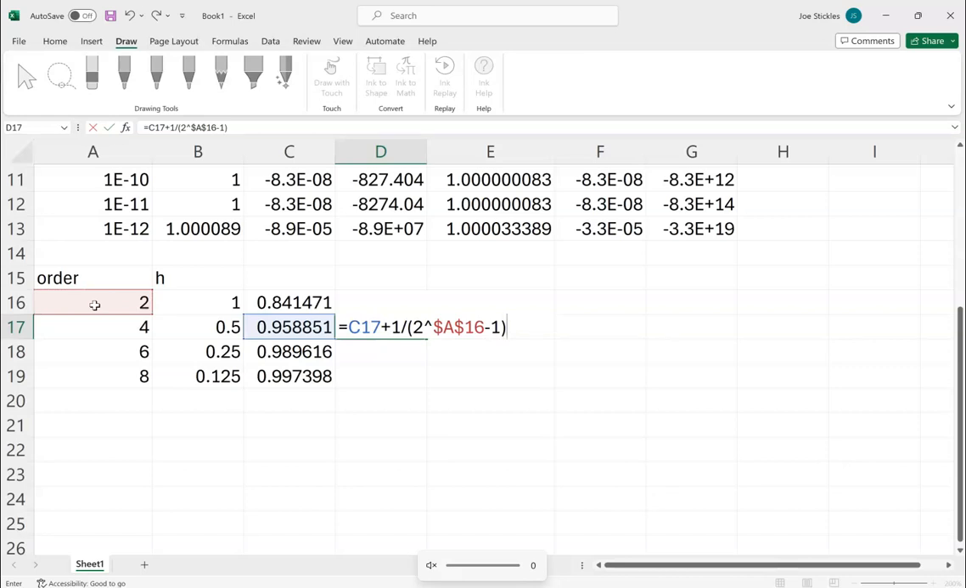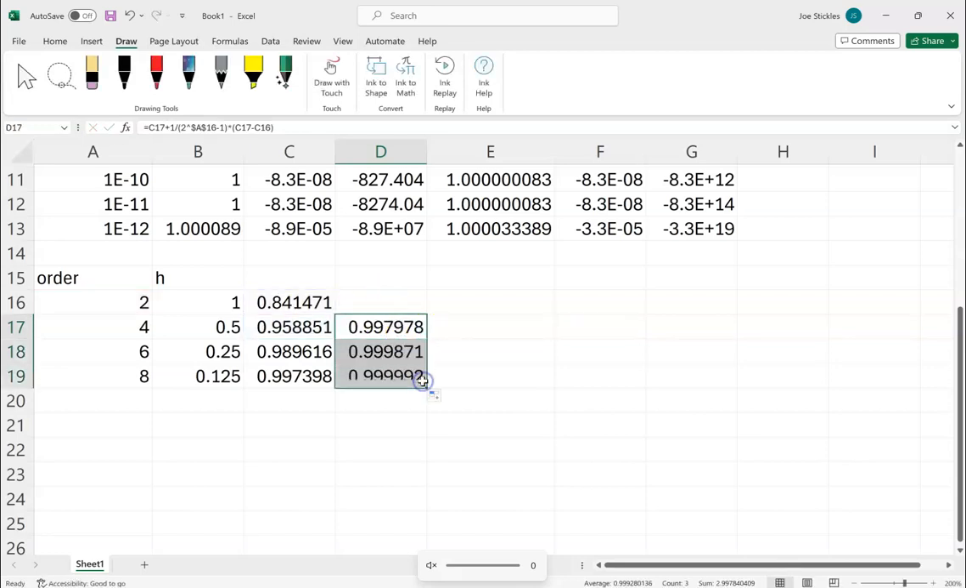It's 2 to the order minus 1, right? And then times new minus old, right? Okay. And then copy. Look how much better those approximations are based on the old ones. Right? Now we have order 4.